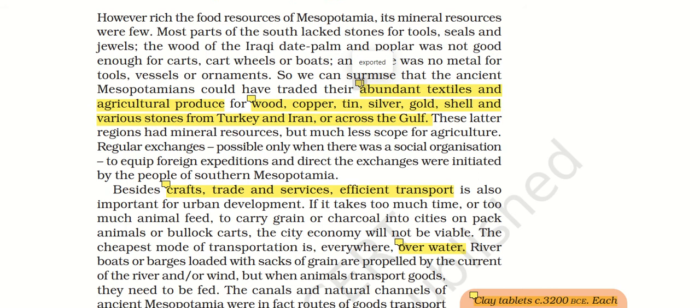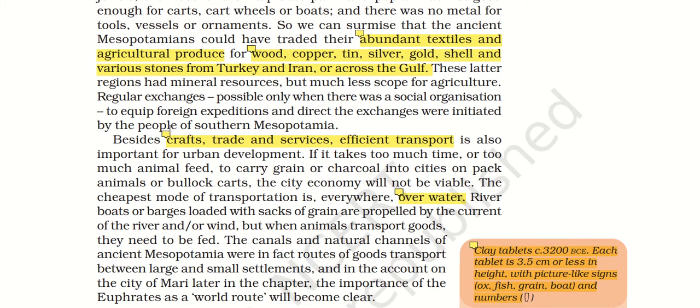Now, which were the goods that were exported from Mesopotamia? Textiles and agricultural produce. Which were the goods that were imported? Wood, copper, tin, silver, gold, shell, and various stones from where? From Turkey and Iran or across the Gulf.